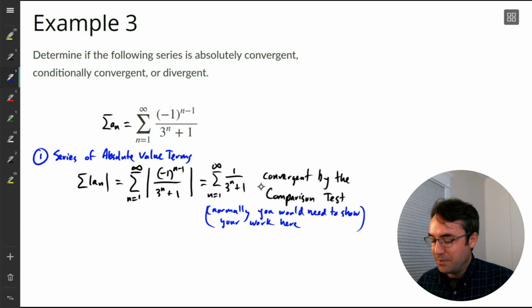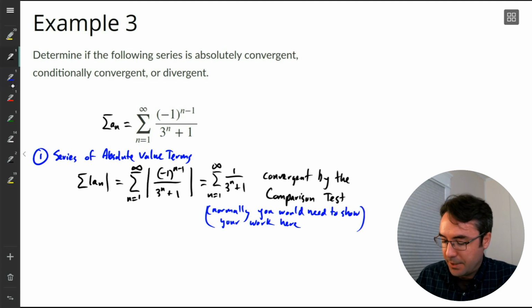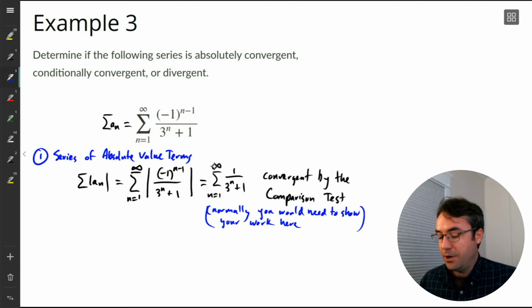All right, so we've done this one before. We know this is a convergent series by the comparison test. Or you could use the limit comparison test. That would also work. All right, so what that means is we're done. We know this thing is convergent. We know the series of absolute value terms is convergent.